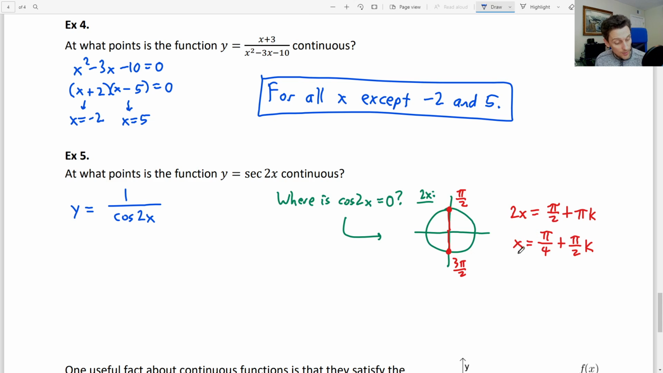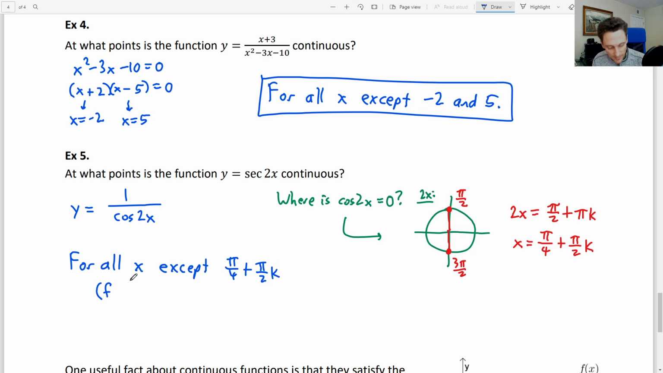So these are the problem x values. At these x values, cosine 2x is equal to 0, which makes the bottom of the fraction 0, and that makes the function undefined. So those are going to be the places where the graph is not continuous, where it's discontinuous. So where is it going to be continuous? Well, everywhere else, for all x except x equals pi over 4, or we don't have to write x equals. We can just write for all except pi over 4 plus pi over 2 k.